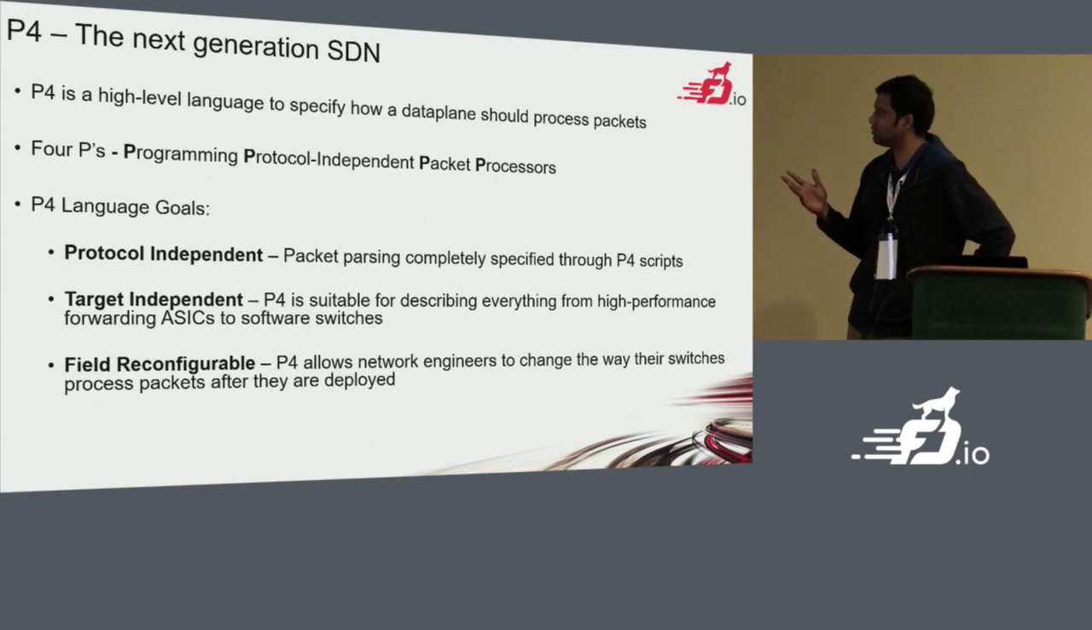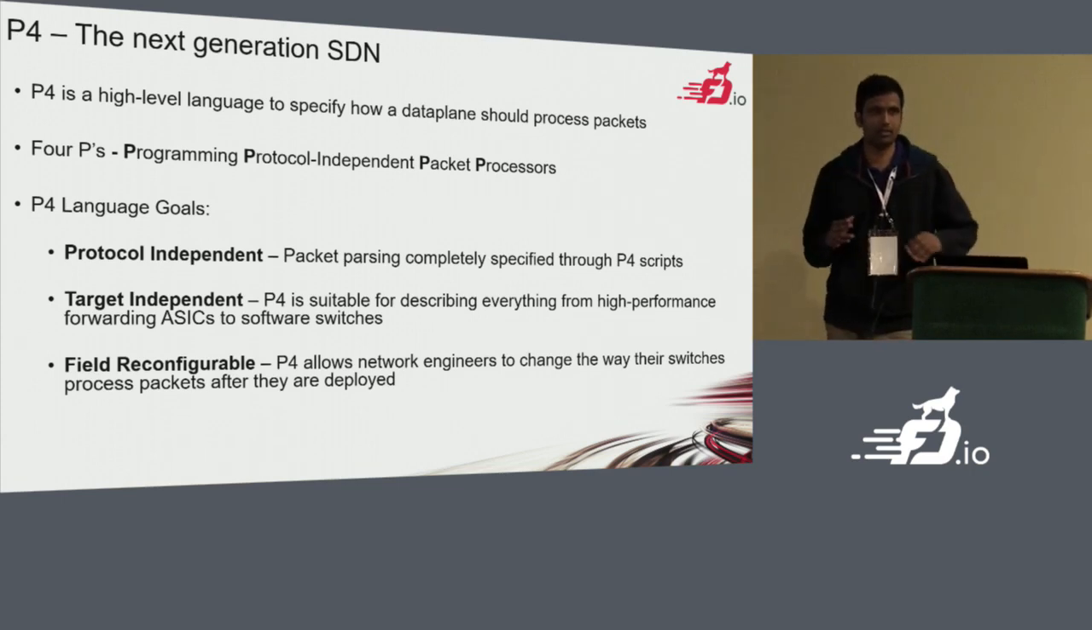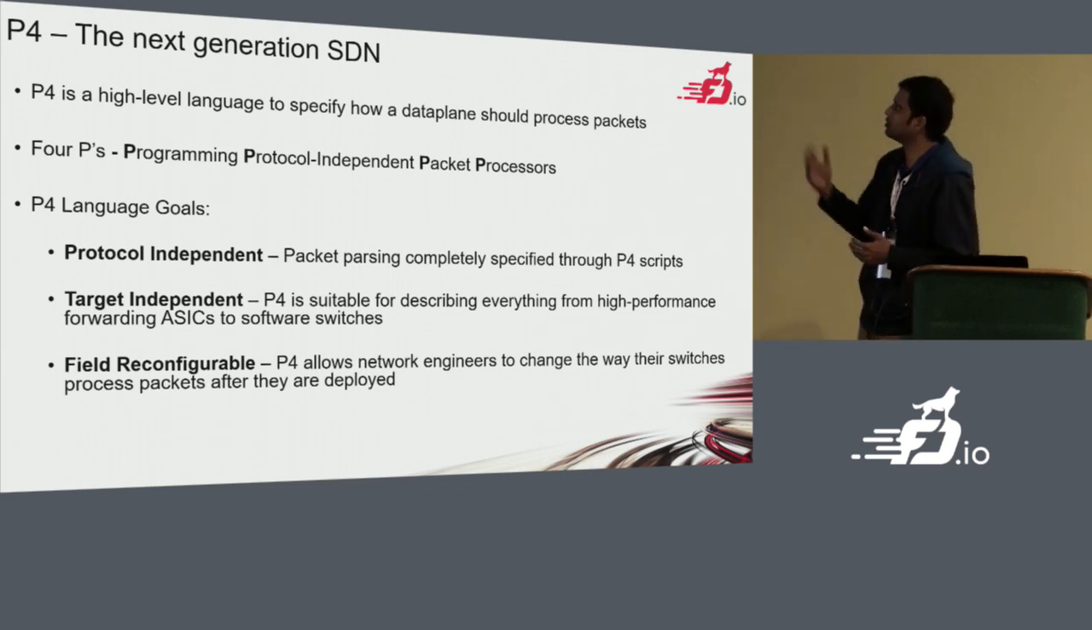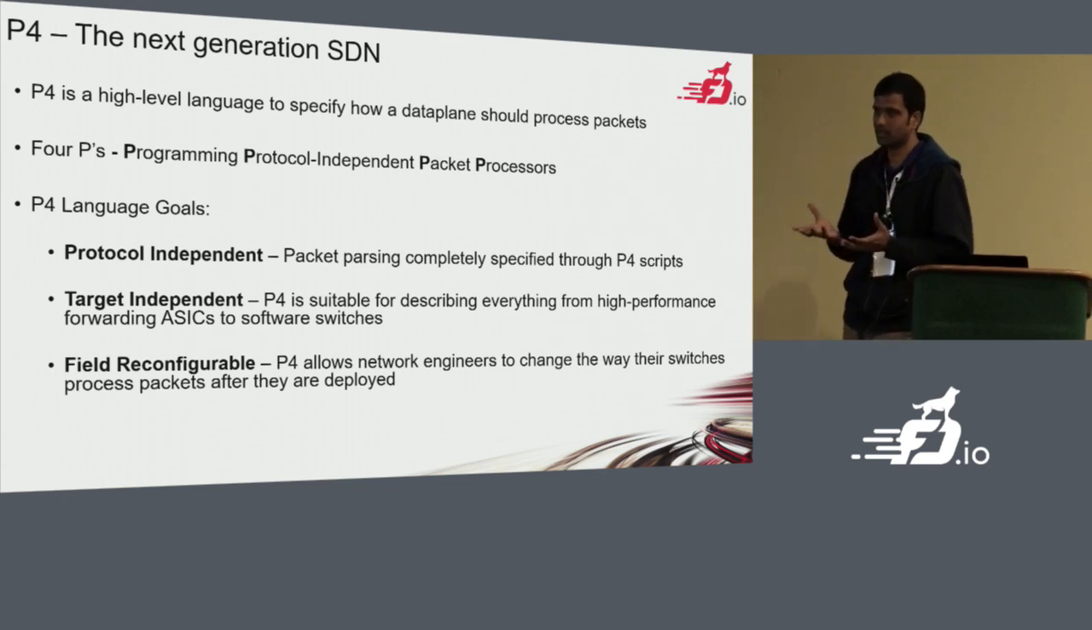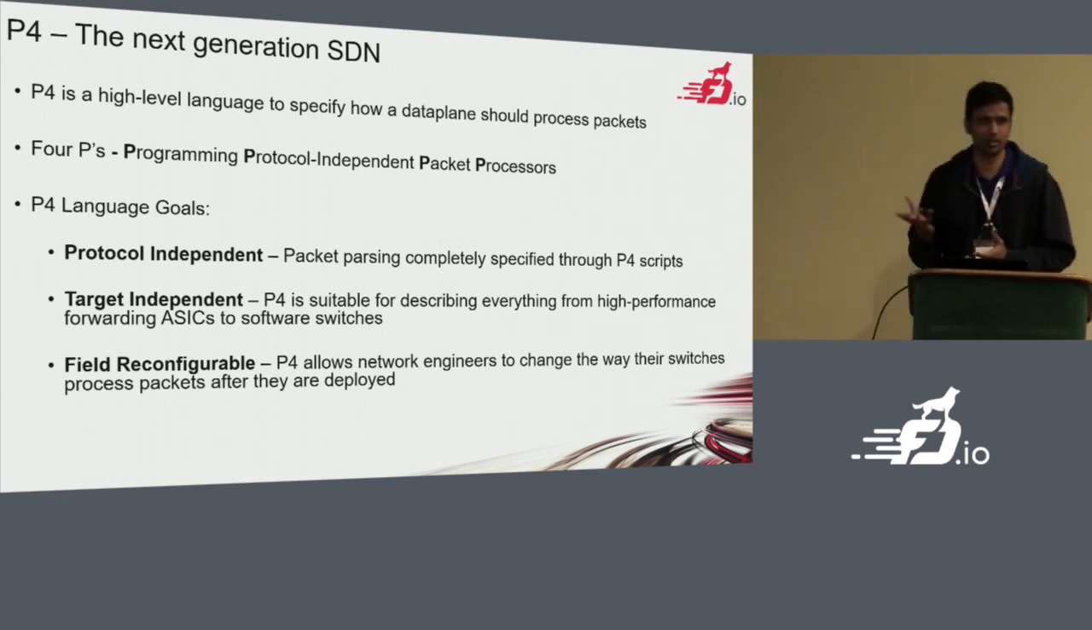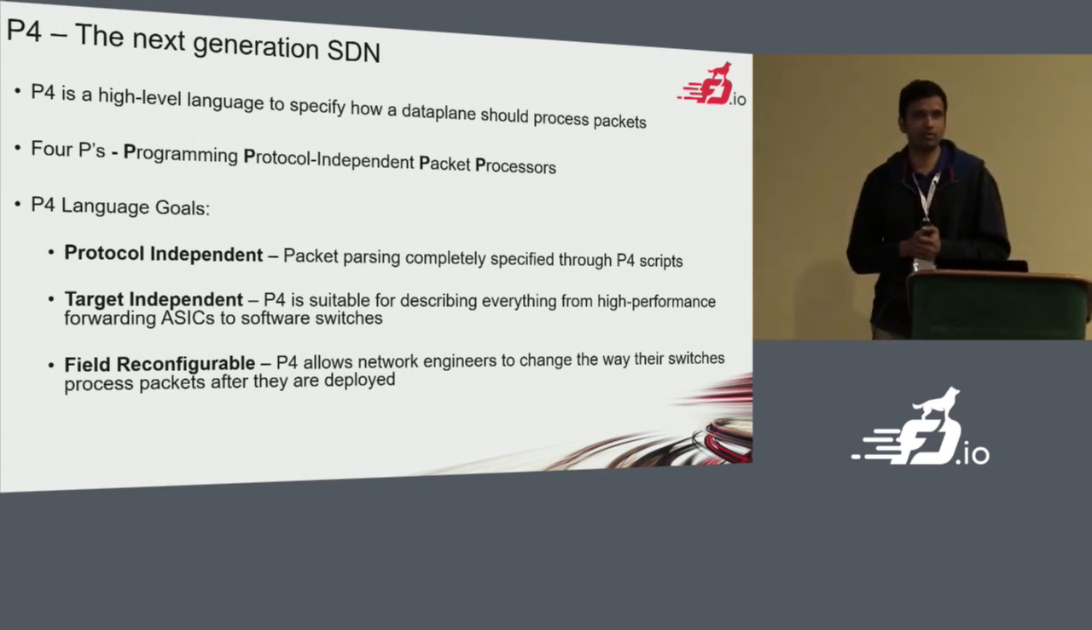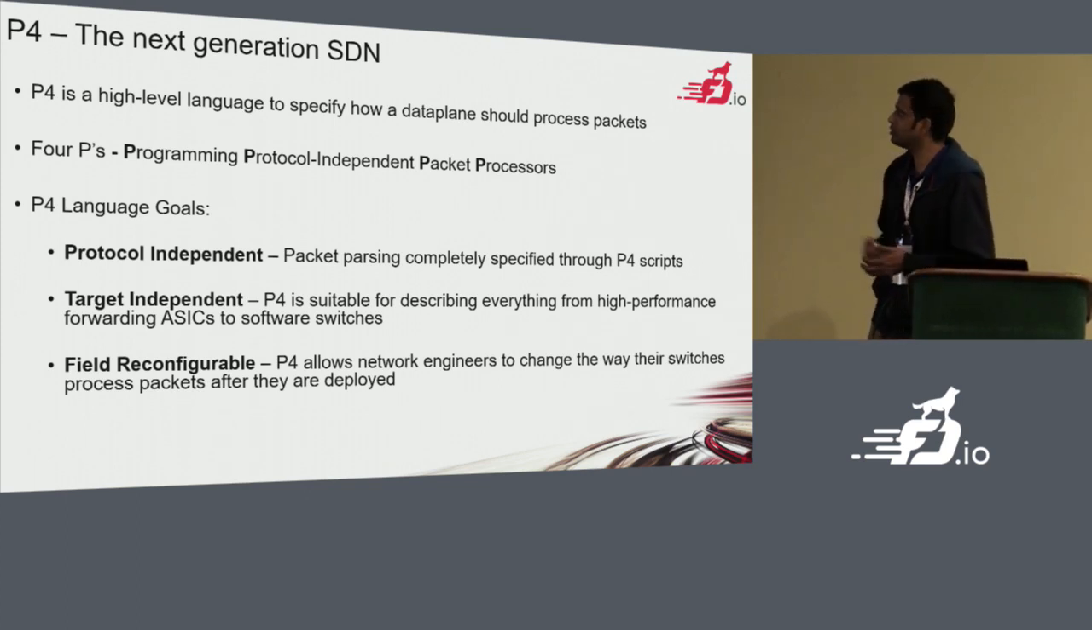Basically, it allows you to specify the entire packet processing, of which the table pipeline is only a part. So it allows the entire packet processing to be specified using a high-level language, which is called P4. The aim of the language is to make the switch protocol independent. The entire packet parsing is specified by this language. So unlike OpenFlow, you're not restricted to IP packets. You could specify processing for any type of packet.